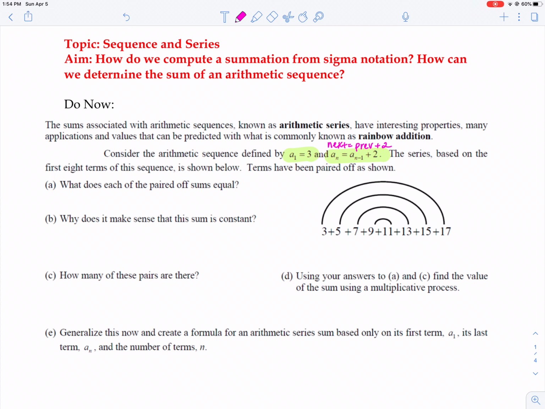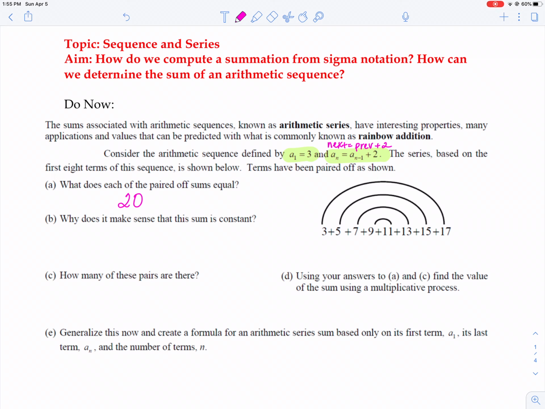And if you notice, it's commonly known by these two words, rainbow addition, where the different terms are paired off. This series is based on the first 8 terms of your sequence that we said before, recursively stated. And the first thing they want to know is, what does the sum of each pair equal? So if you notice 3 and 17, 5 and 15, 7 and 13, 9 and 11, every pair adds up to 20.